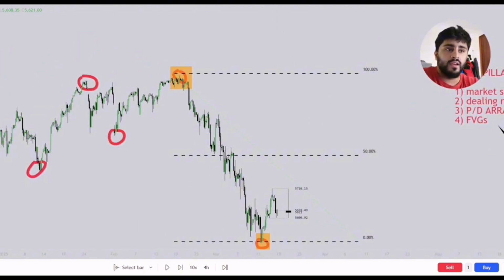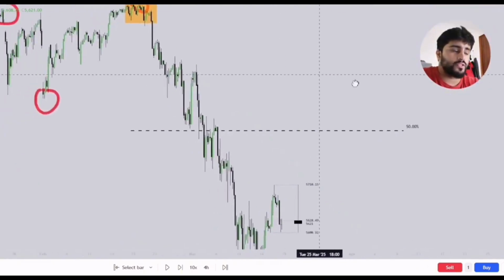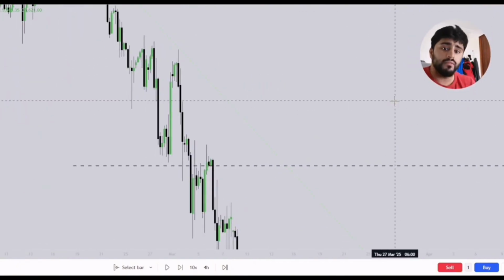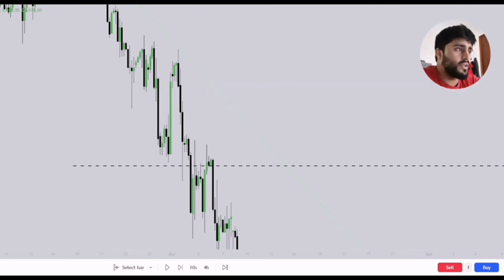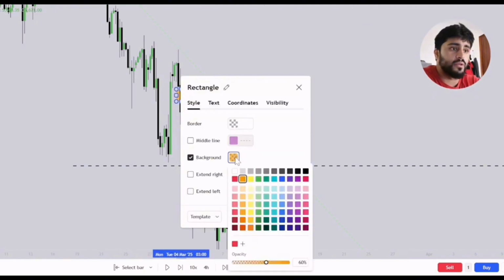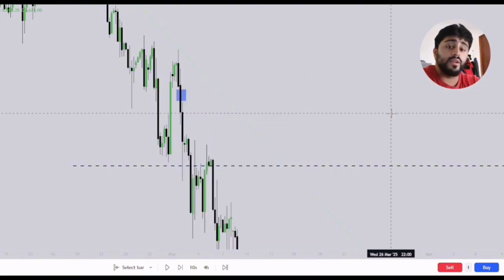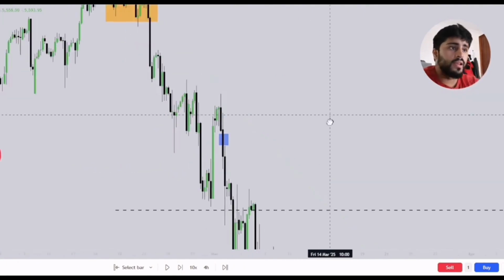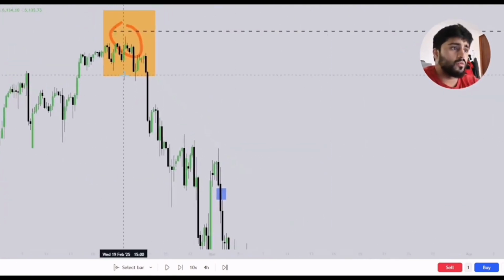So a supply area is essentially a fair value gap that is above the 50% area, i.e. in a premium. And so a premium will look something like this. So we're above the 50% area and we are looking for fair value gaps above the 50% area. So what we can see over here, I'm going to mark this out. This is an inefficiency I'm going to label in blue.